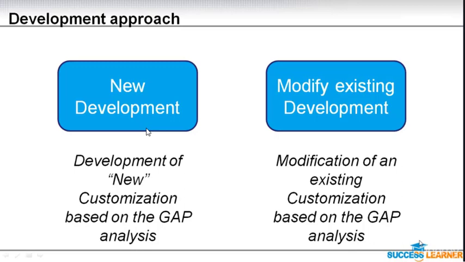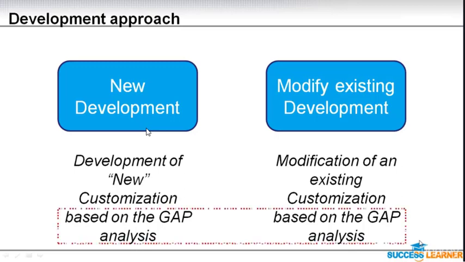Now, the common denominator here is that it's all based on the gap analysis. So the gap analysis will determine what the requirements are, and the gap analysis will match those requirements to either the existing solution or to a standard SAP process, depending on what your specific project scenario is. So we have two major development categories: new development and modify of an existing.